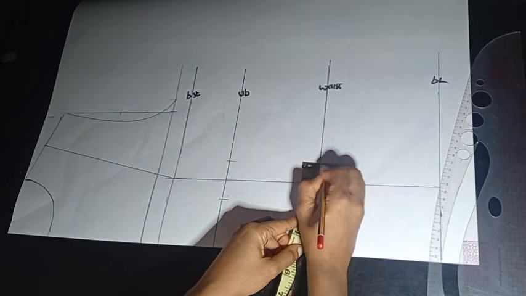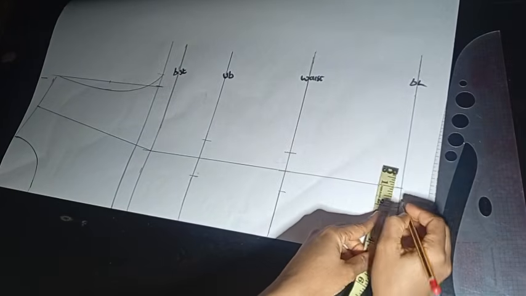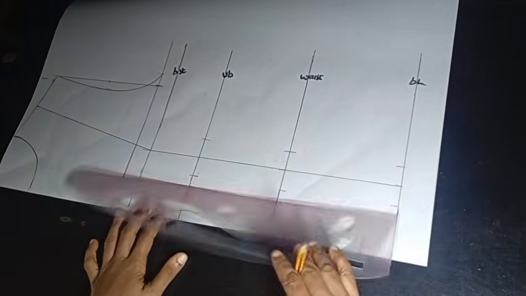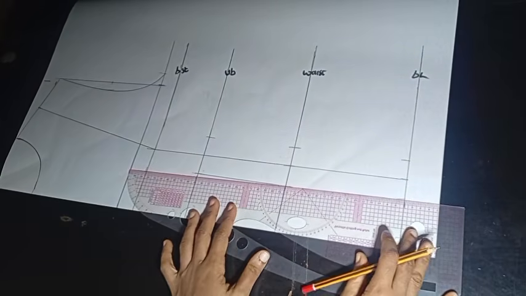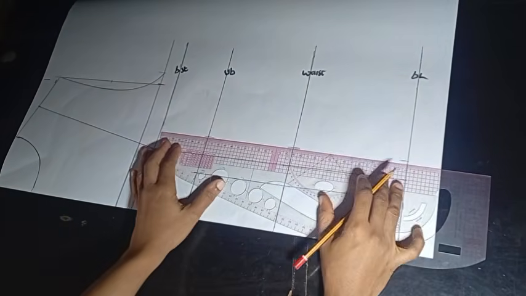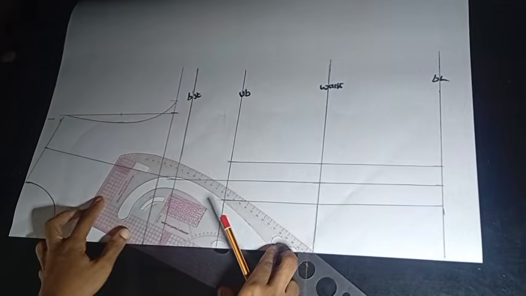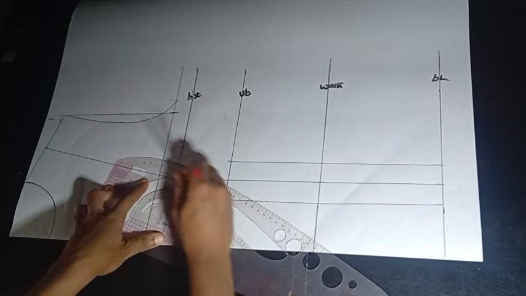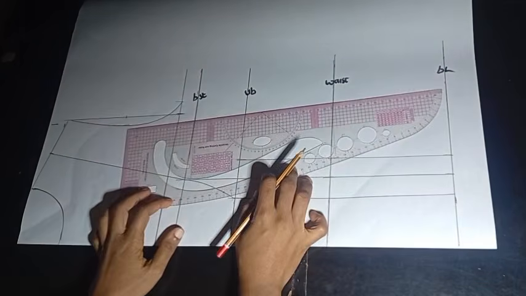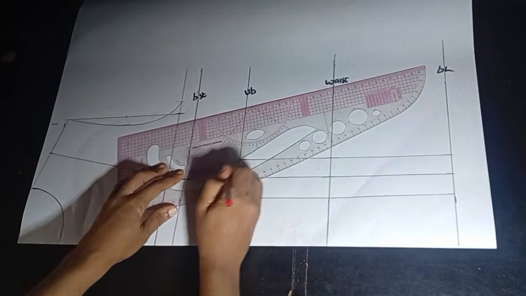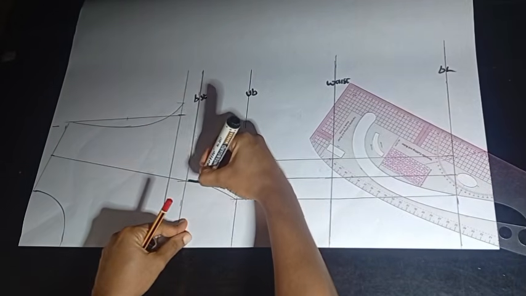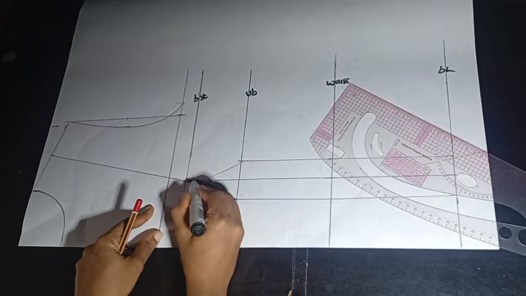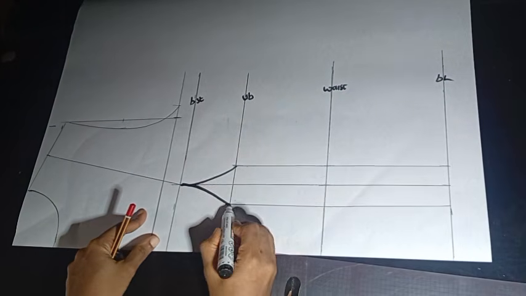So I'll use 1 inch on both sides, then I'll repeat this all the way to the lower part of my pattern. After marking this, you want to place your ruler to connect, drawing out a straight line. You want to connect from your under bust to your bust line at both sides of your pattern. Now after drafting this out, what I'll do is to go ahead to use my marker to outline this pattern.